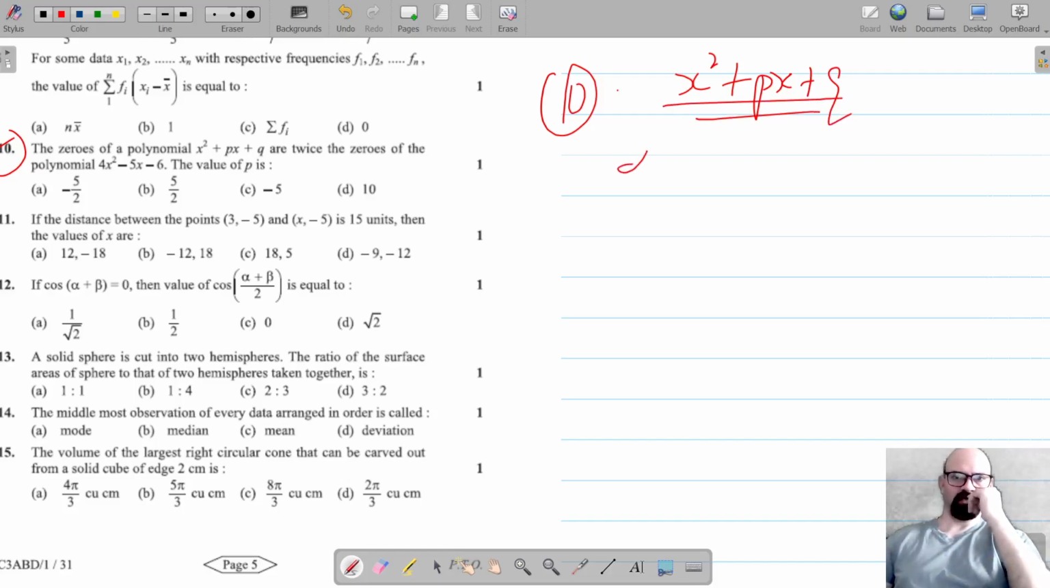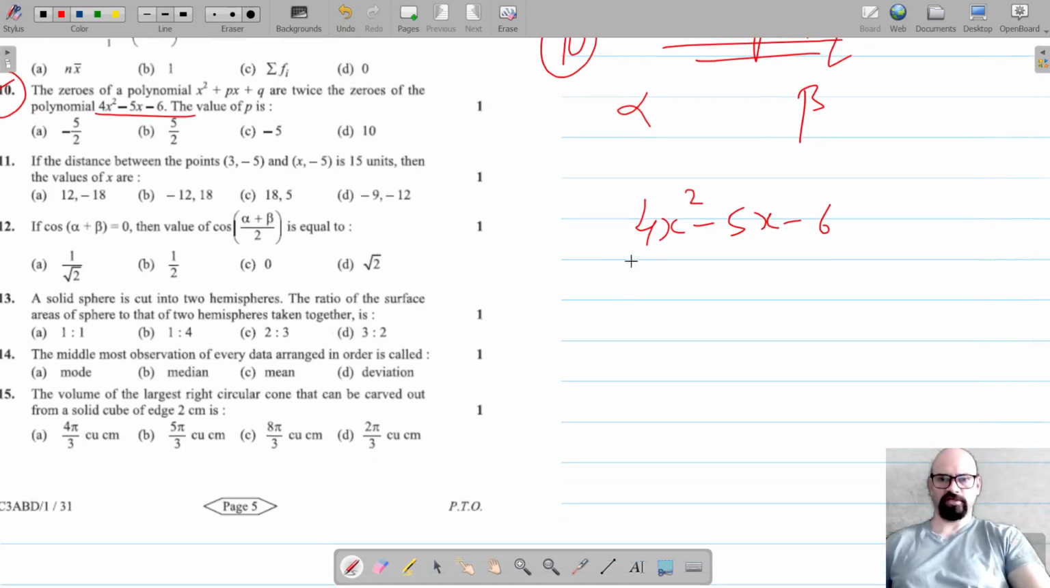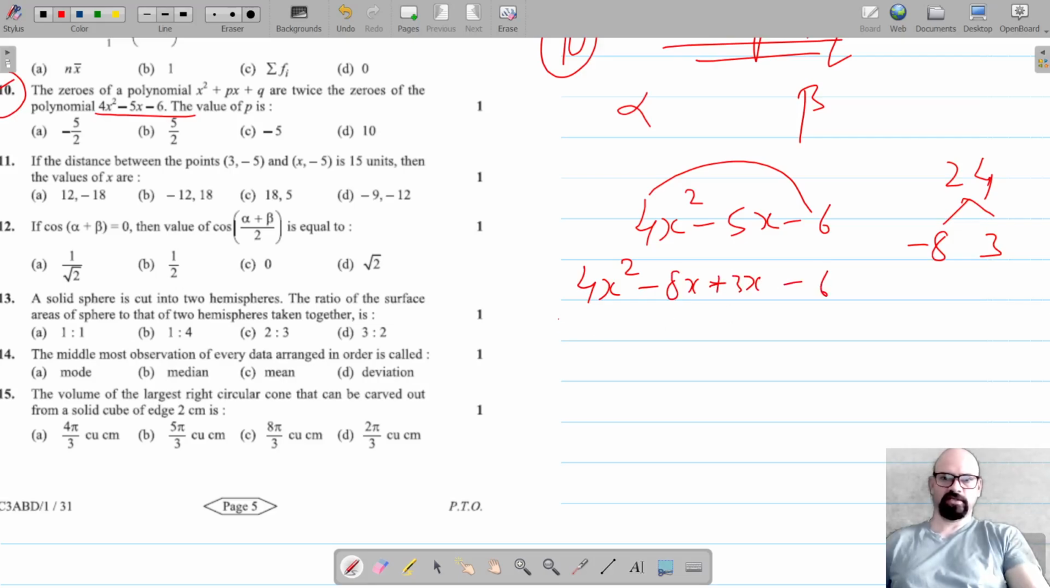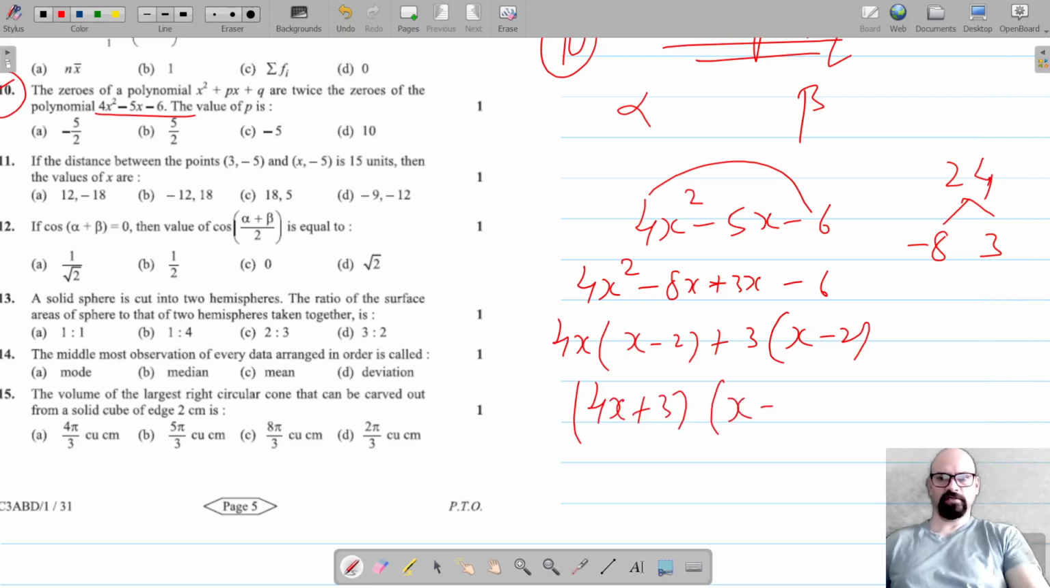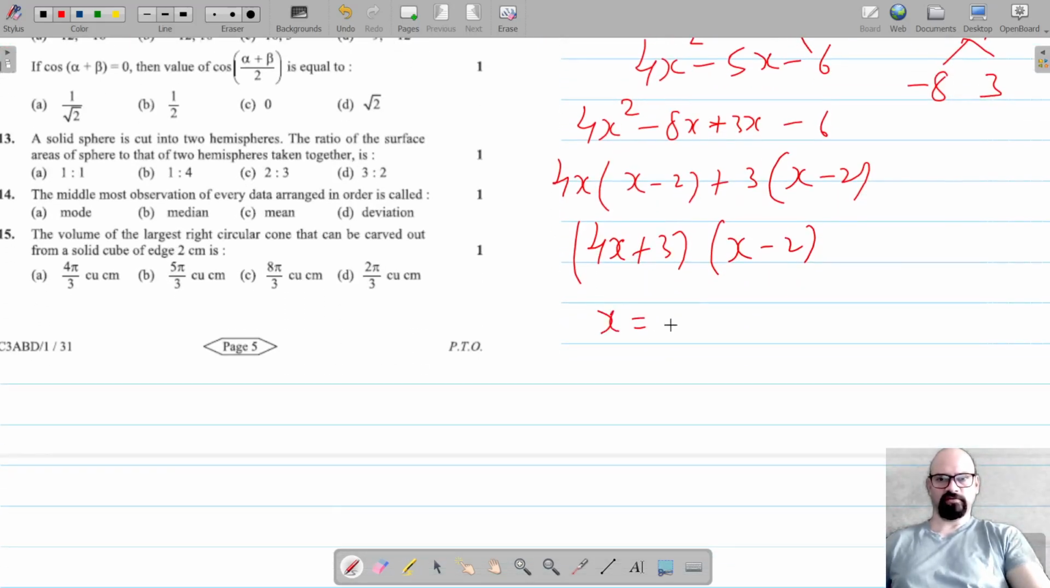Let's say its zeros are alpha and beta. And its zeros are twice the zeros of this polynomial. So the next polynomial is 4x squared minus 5x minus 6. Let's try to factorize this. So I can write it as 4x squared minus 6 times 4, that is 24. So the factors of 24 I can take as 8 and 3. So minus 8 and 3. So this is 4x squared minus 8x plus 3x minus 6. And here the common is 4x: 4x into x minus 2. The common is 3: 3 into x minus 2. This is 4x plus 3 into x minus 2. So I have these zeros, x is equal to minus 3 by 4 and x is equal to 2.